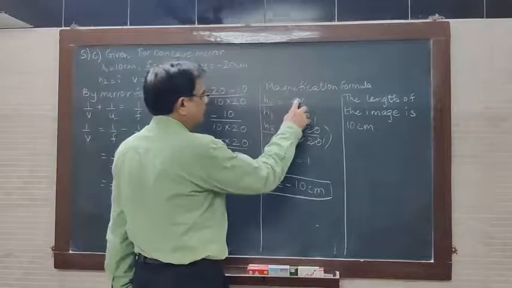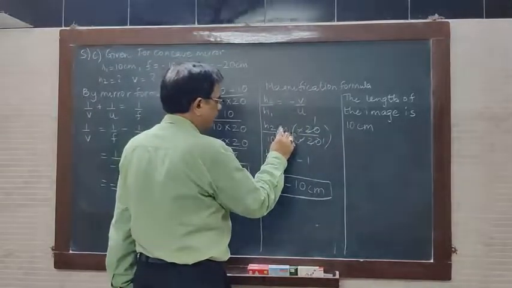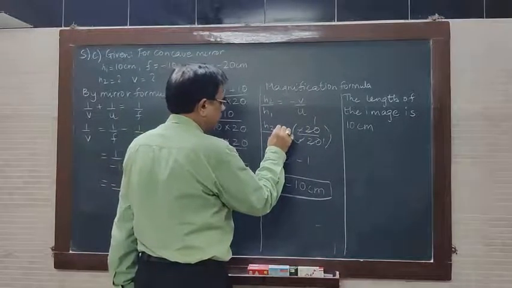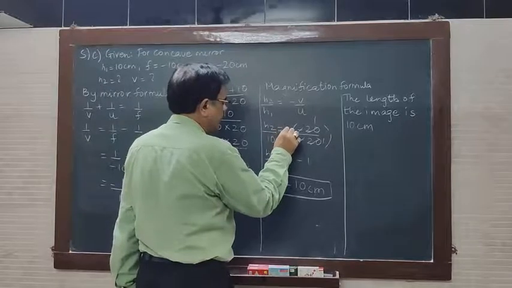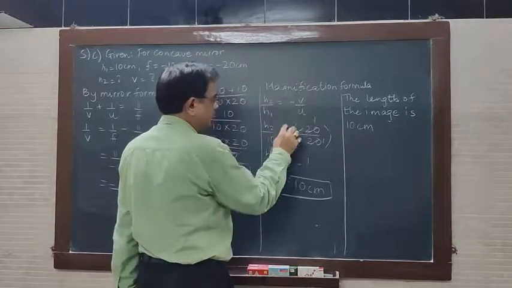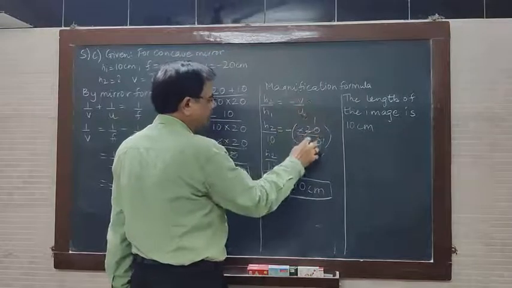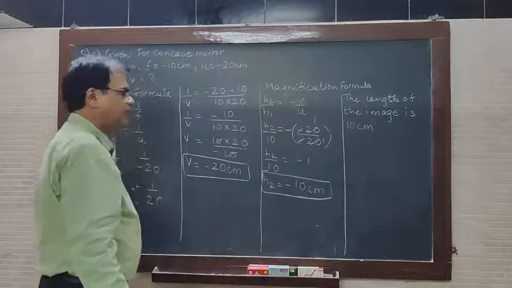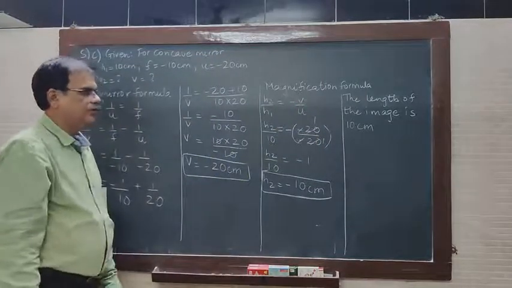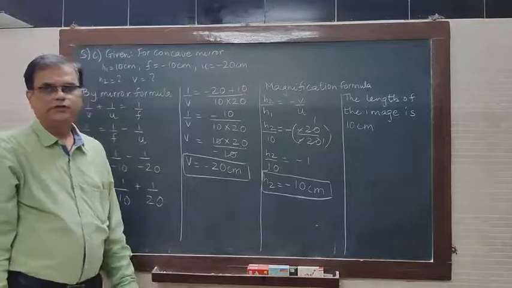H2 upon H1 is equal to minus V upon U. Sorry, I have not put the equal to sign over here. H2 upon 10 is equal to minus this minus sign over here, and V is minus 20 upon minus 20. So equal to sign you have to put in between, and then you solve the sum like I have done it over here.